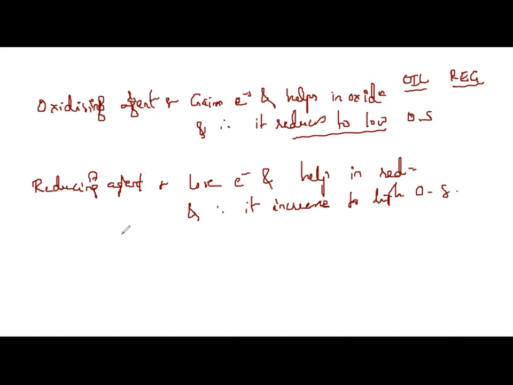So, examples of important oxidizing agents. They might be molecules which are made up of electronegative atoms. For example, O2 acts as an oxidizing agent, ozone acts as an oxidizing agent, halogens act as oxidizing agents. Yes, so they act as oxidizing agents.